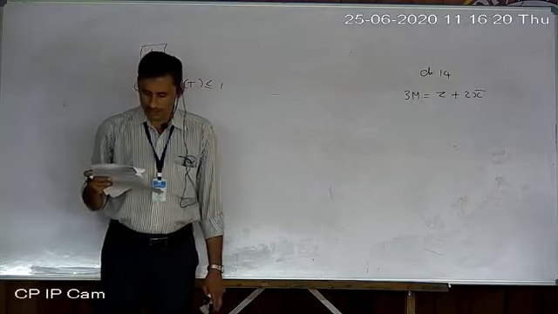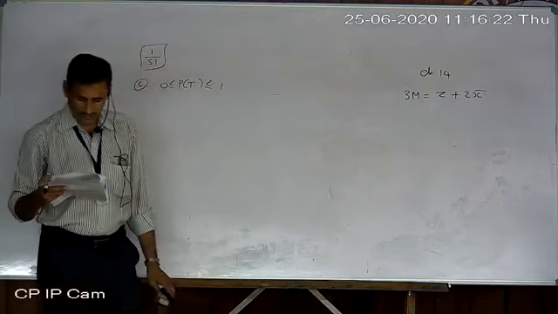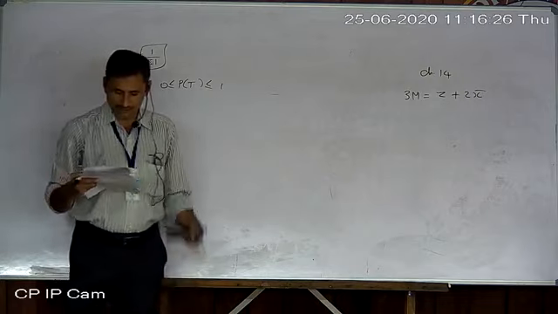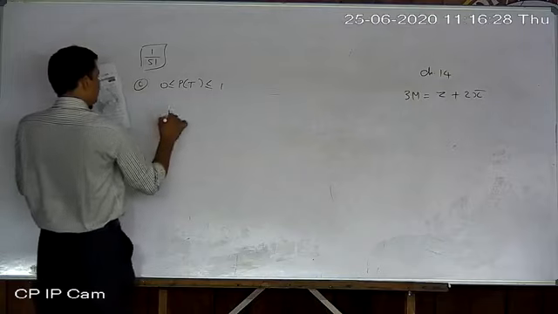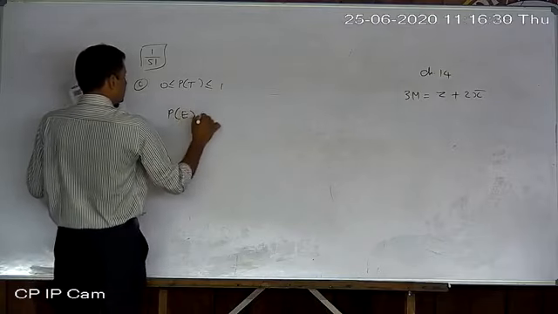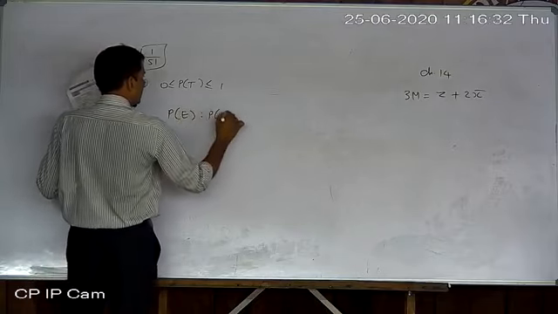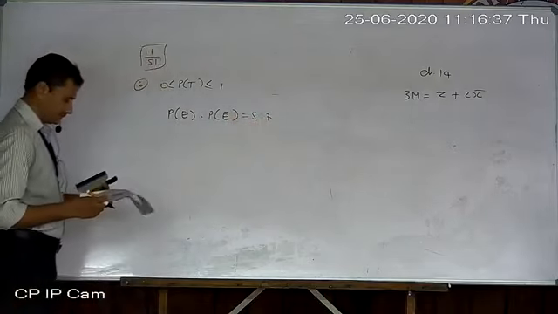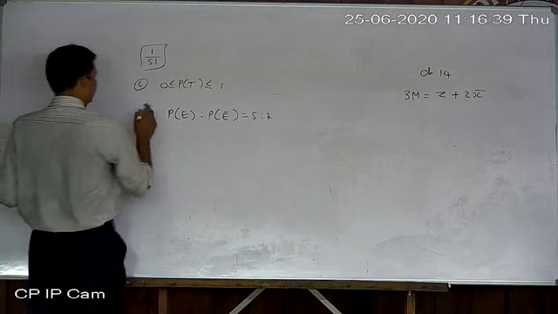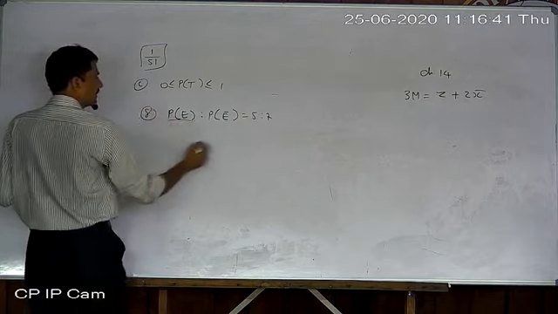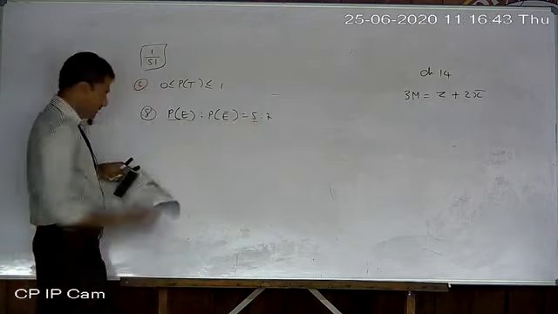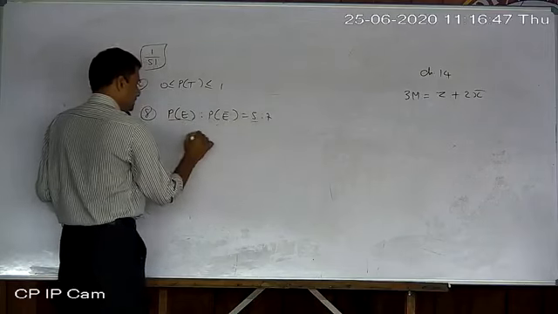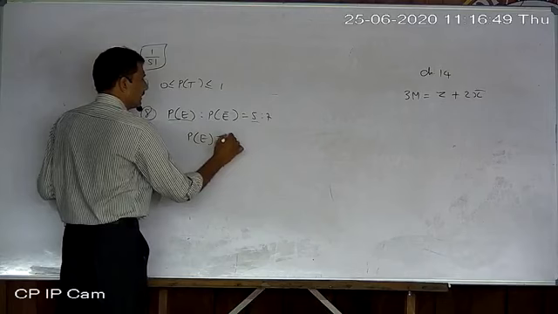In number 8, P of E is to P of E bar, where E bar means complementary, is equal to 5 is to 7. Then P of E? In this type of sum, you can find the answer directly. I will give you a short trick. What is P of E's number? It is 5, and P of E bar's number is 7. So the answer of P of E becomes 5 upon 12.